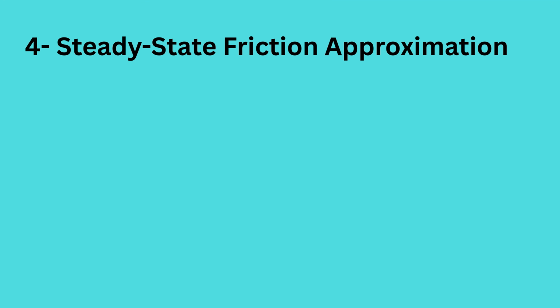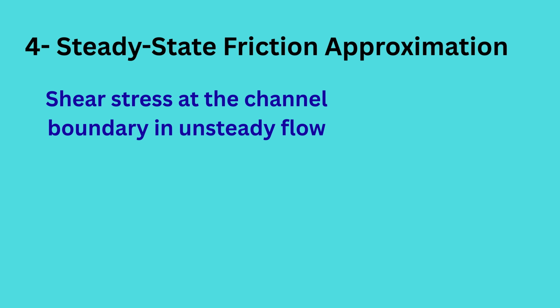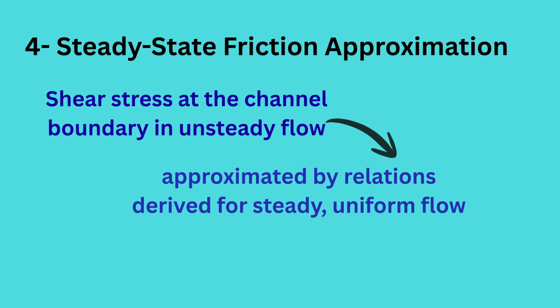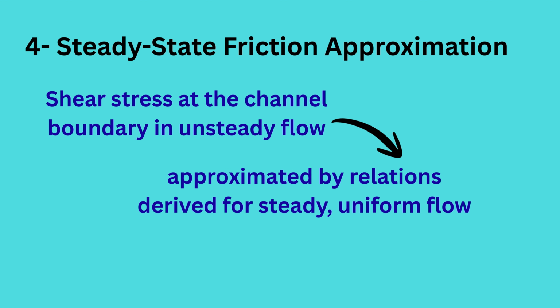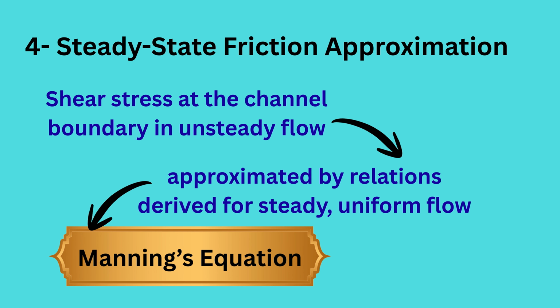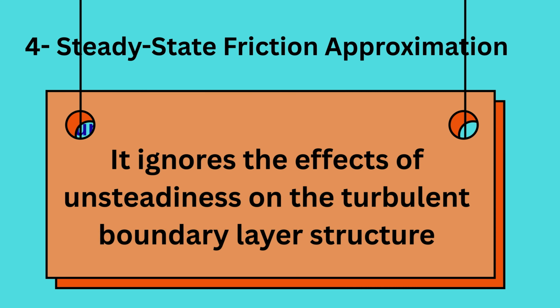The fourth one is the steady-state friction approximation. Perhaps the most empirical assumption is that the shear stress at the channel boundary in an unsteady flow can be approximated by relations derived from steady uniform flow. This justifies the use of Manning's equation to calculate the energy loss slope Sf. While generally accepted, this assumption ignores the effects of unsteadiness on the turbulent boundary layer structure.